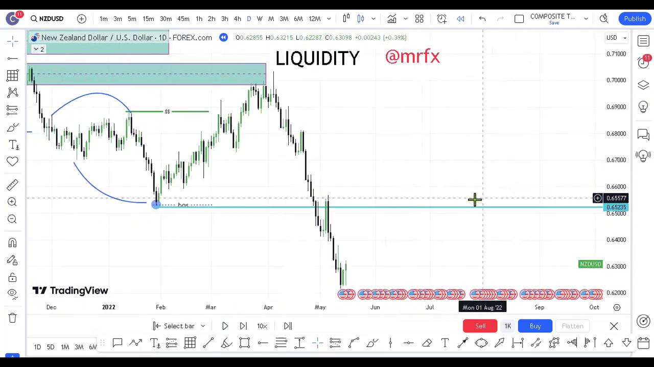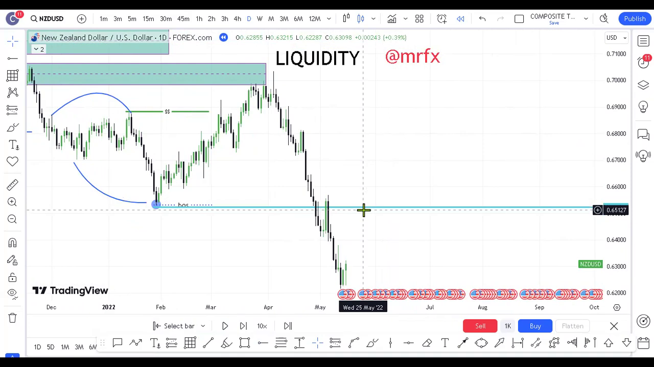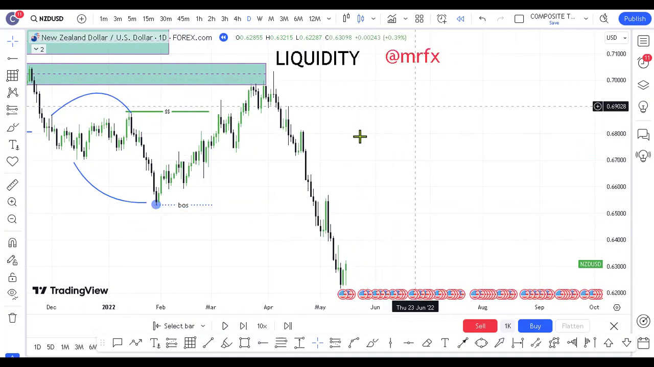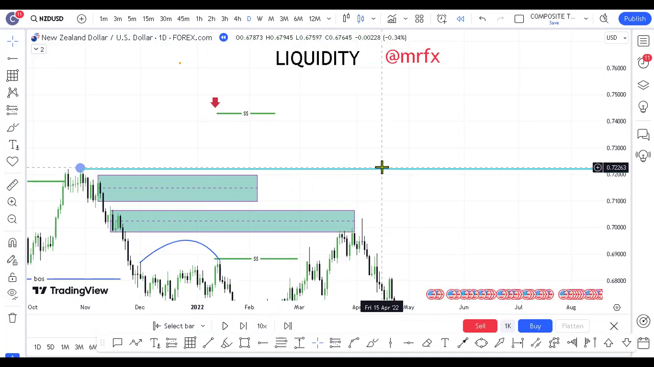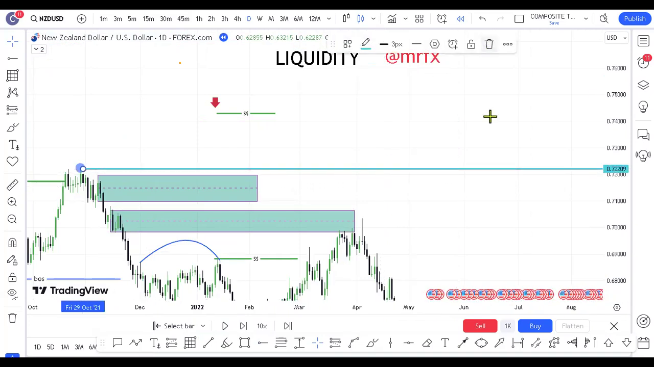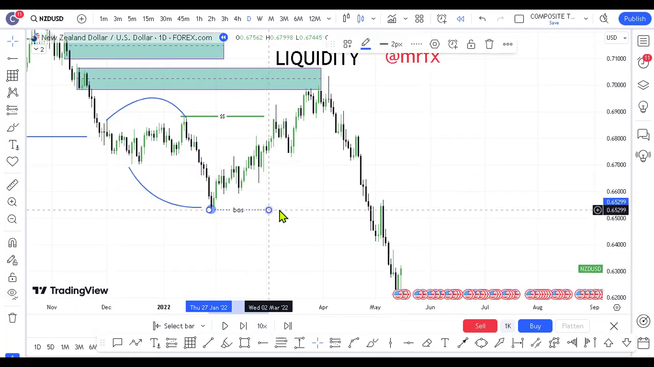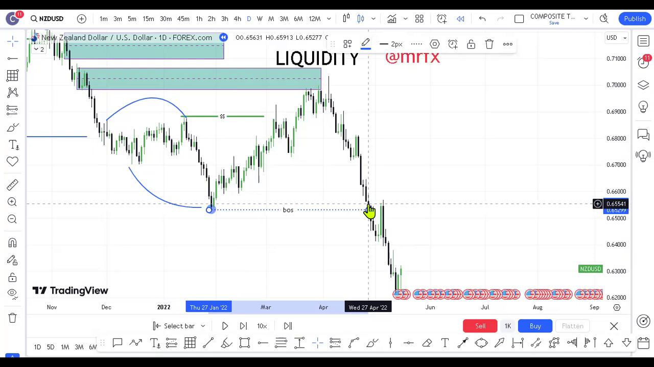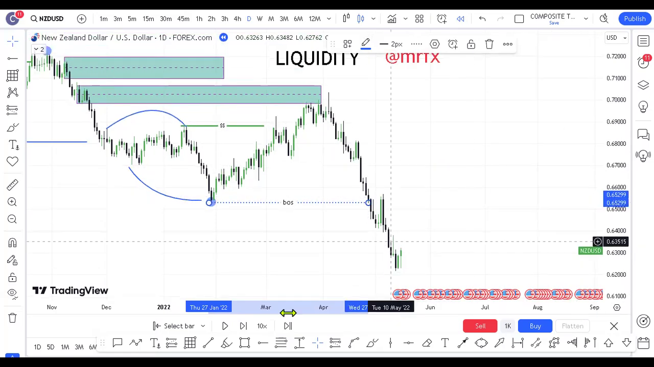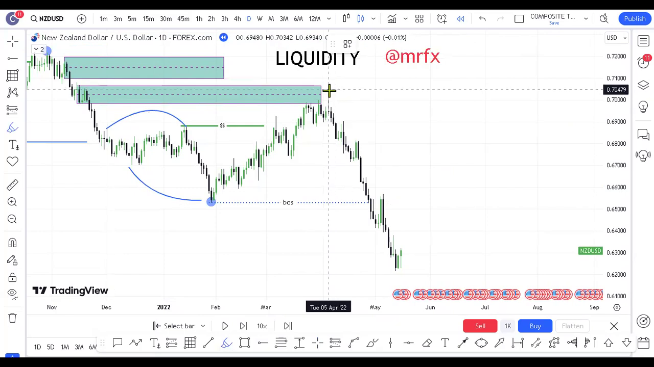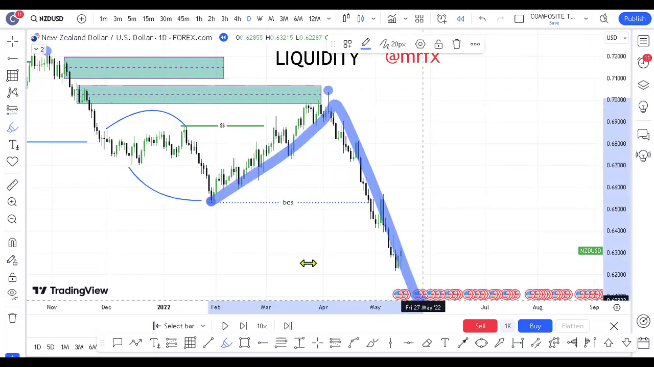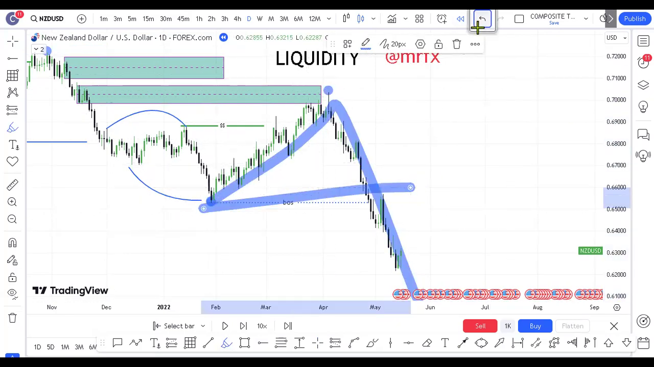Okay, we get that drop there. So we have broken the structure there, and as you can see, we have broken that structure, and the momentum of this market structure is still bearish like this. If we break that structure, then this is your protected high. This is your protected high because price went to the downside and broke that structure.